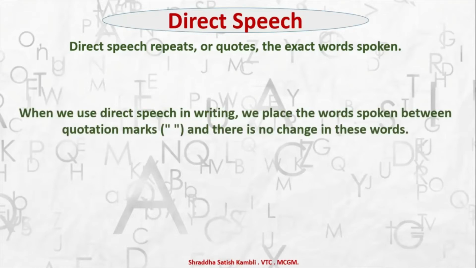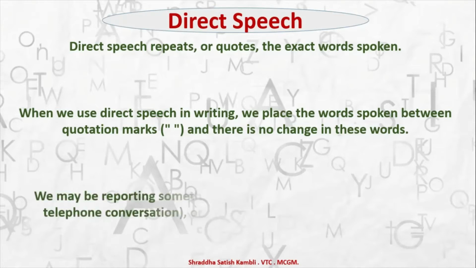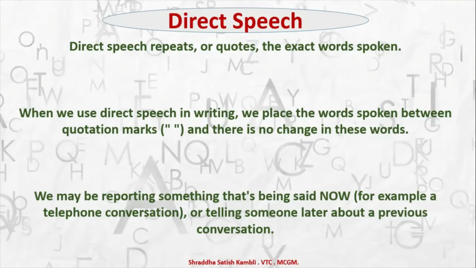When we use direct speech in writing, we place the words spoken between the quotation marks and there is no change in these words. So either double inverted commas are used or single inverted commas are used, but we place the words which are spoken between these quotation marks and there is no change also in these words. We may be reporting something that's being said now, for example, a telephone conversation, or telling someone later about a previous conversation. We might be telling something which is happening now or something which has happened a little bit earlier, but in the exact words of the speaker. So that is the meaning of direct speech.